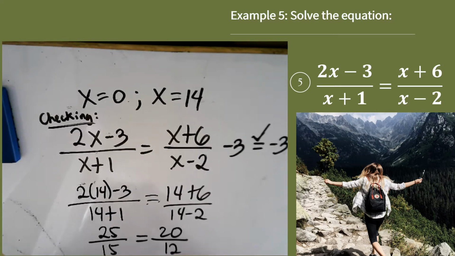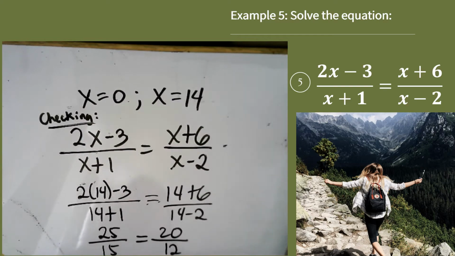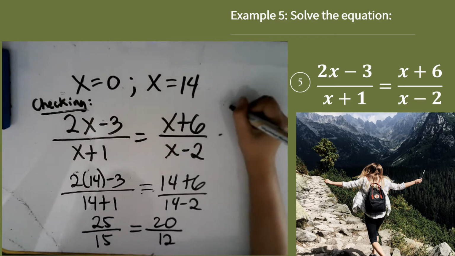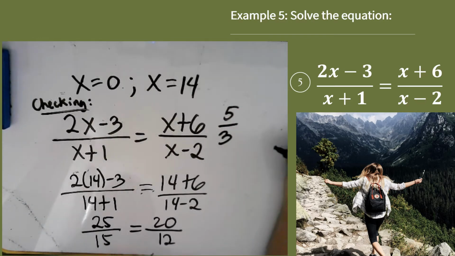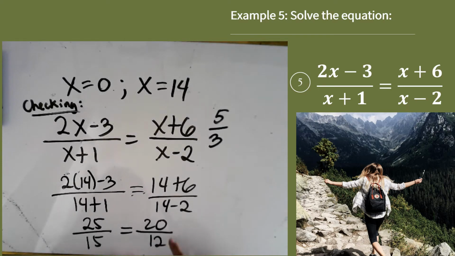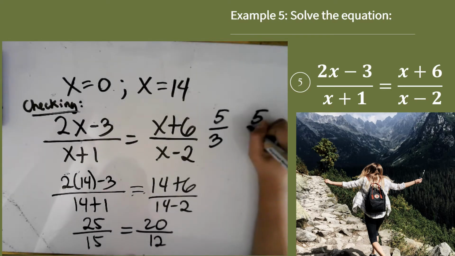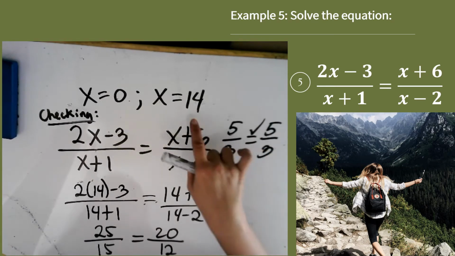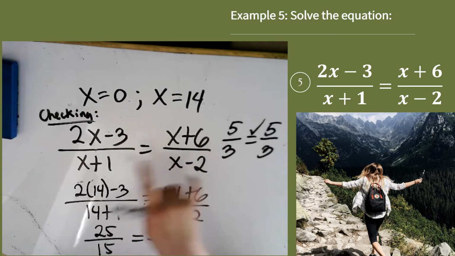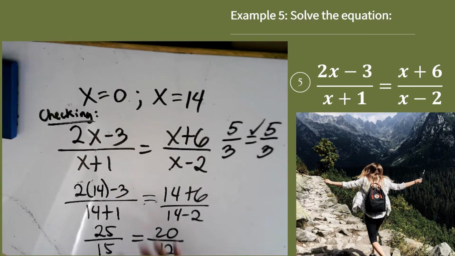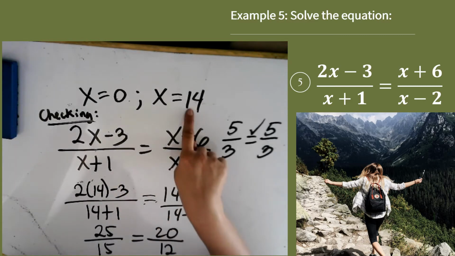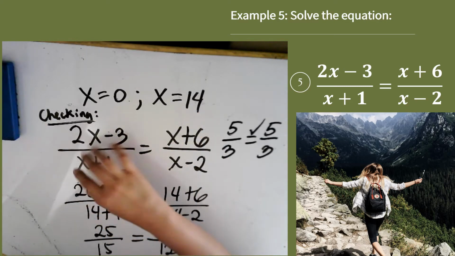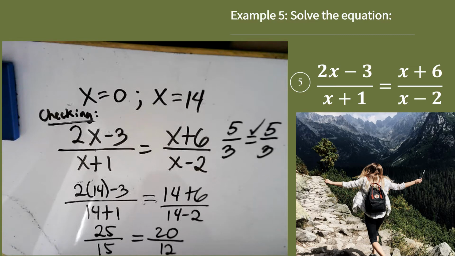There. So the lowest term of the fraction 25 over 15 is 5/3. While the lowest term of the fraction 20 over 12 is also 5/3. Therefore, it is still true. Therefore, if x is 14, the rational equation is still true. So it's also a solution. So both numbers here, 0 and 14, are solution to this rational equation.